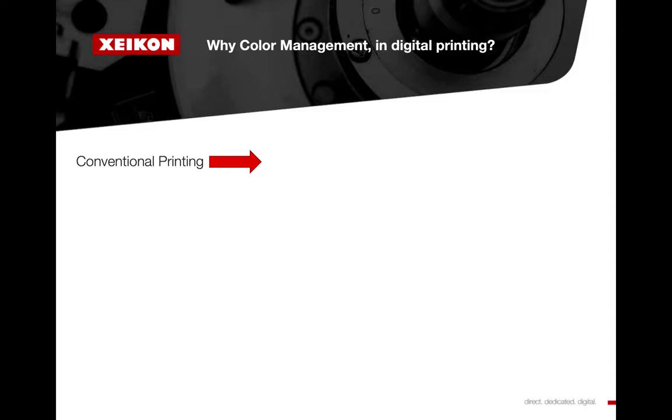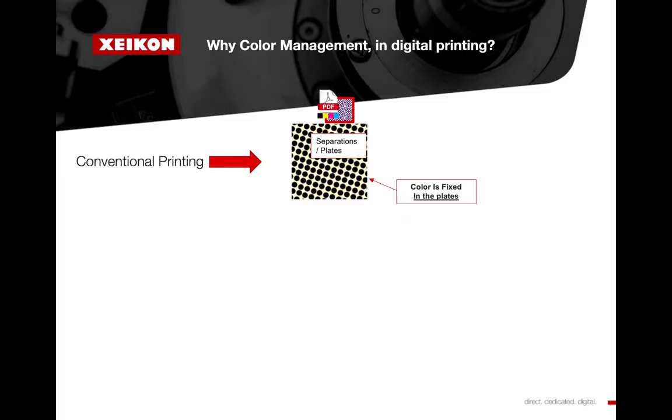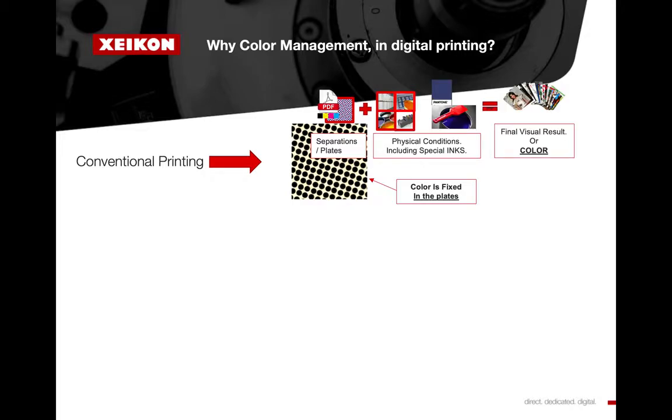So many people say, why do I need colour management in digital printing? And often these are people coming from a conventional point of view. If you're a printer coming from a conventional point of view, then this should be familiar to you. You have your separations or plates, and you have your physical conditions, and you have your visual results. Now, the thing about separations and plates is that the colour is fixed kind of into the dots. It's binary.